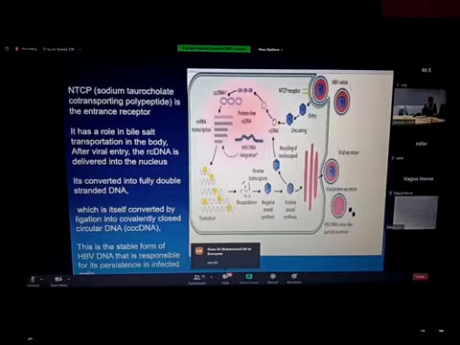So the virus has its specific receptors on the hepatic cells. These are the sodium taurocholate co-transporting polypeptide. And you can understand very well from its name that it is the same receptor which is used for transmission of the bile salts inside the hepatic cells. Therefore, the reason why these viruses primarily have the tropism for hepatic cells, okay?